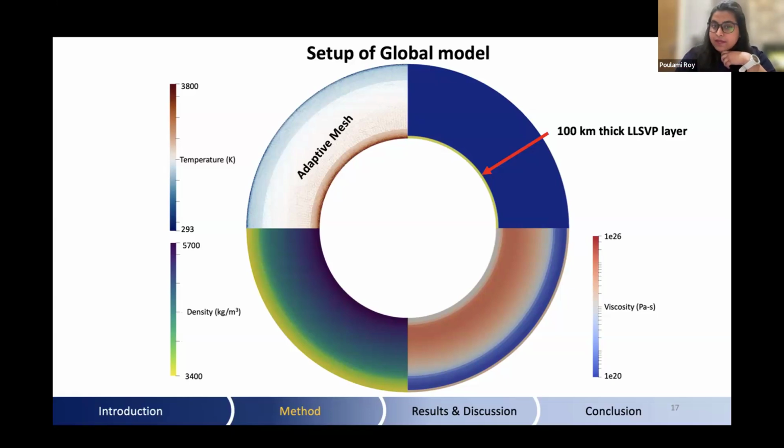Then we use ASPECT's adaptive mesh technique in order to refine more in the hotter regions and the colder regions. In this way, we can resolve our mantle plumes at 11 kilometers. So 11 kilometers is the resolution of the mantle plumes in this model.